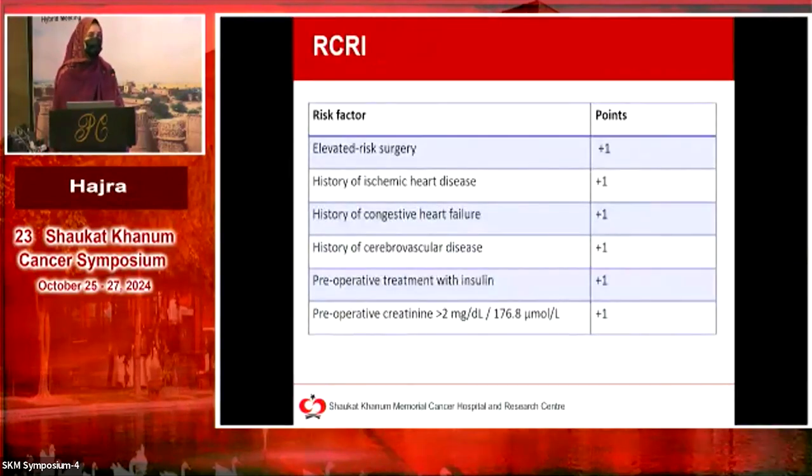Now, the RCRI, that is the Revised Cardiac Risk Index, uses the following parameters in predicting such events. That is elevated risk surgery, which includes intraperitoneal, intrathoracic, suprainguinal vascular surgery; history of ischemic heart disease, that is patients whose ECG shows pathological Q waves, history of previous MI and a positive exercise tolerance test; history of congestive cardiac failure, which includes patients who had a history of pulmonary edema, S3 gallop rhythm, and evidence of pulmonary vascular redistribution on X-ray; history of cerebrovascular disease, which includes a patient who had a history of TIA or stroke; and preoperative treatment with insulin and preoperative creatinine of greater than 2 milligram per deciliter.